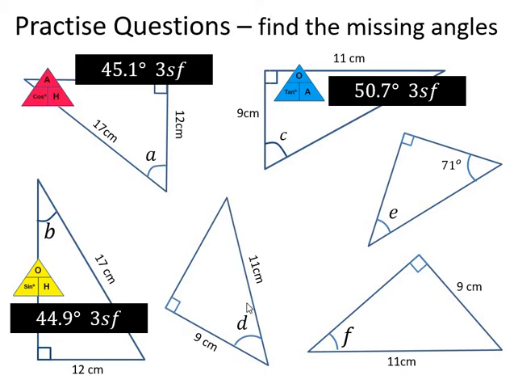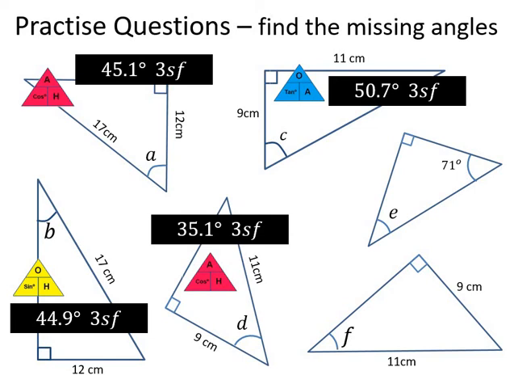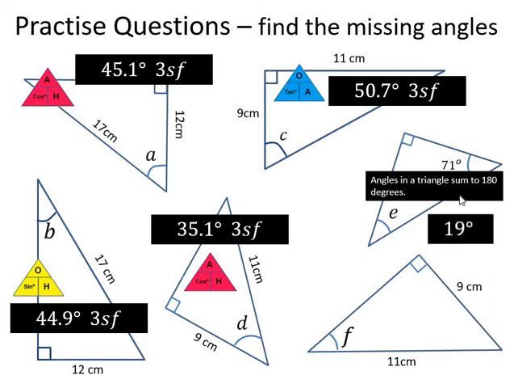For part D, I've been given my hypotenuse and I've been given my adjacent, so this is the cosine ratio, and the cosine ratio gives me a value of D equals 35.1 degrees. This next question was actually a bit of a trick question. I didn't give you any side lengths, so you actually can't use trigonometry to solve this, but you'll notice that you've got 90 degrees, you've got 71 degrees, and all you need to do is find this other angle in the triangle. So we can use the rule that angles in a triangle sum to 180 degrees. And when we use that rule, we get 19 degrees as our answer.